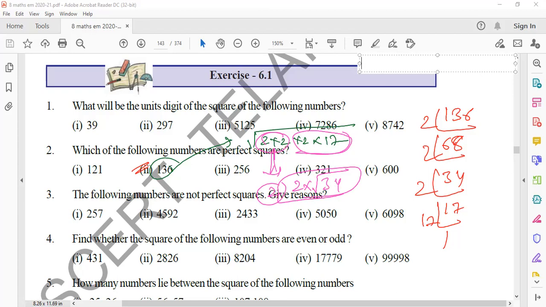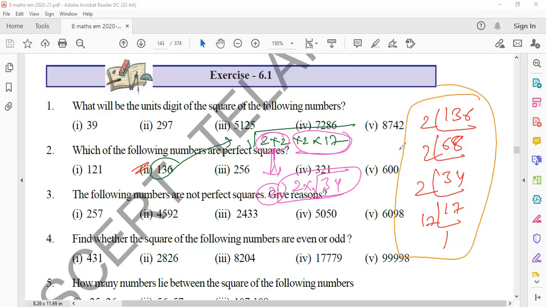Like this you can take it out. When you have a doubt, the prime factorization method will give an accurate answer for any kind of question. A pair should come out. If a non-pair is left inside the root, it is not a perfect square. Clear?